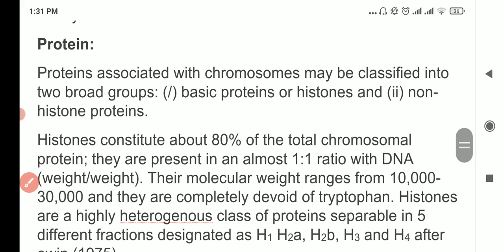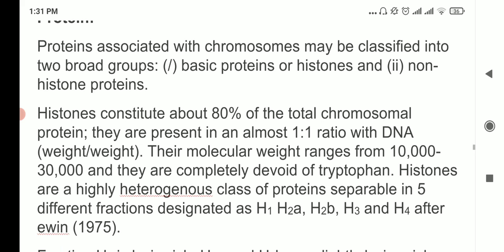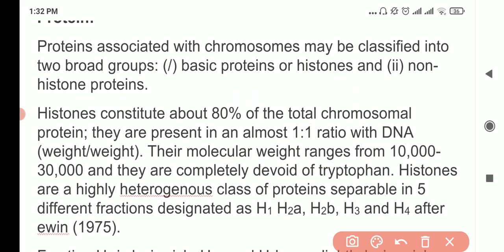So the proteins, we have two groups. They are basic proteins or histones and the non-histone proteins. Histones constitute about 80% of the total chromosomal protein. So the histones contain about 80% of the chromosomal protein, and they are present in almost a 1:1 ratio with the DNA. So they are around equal to the DNA.